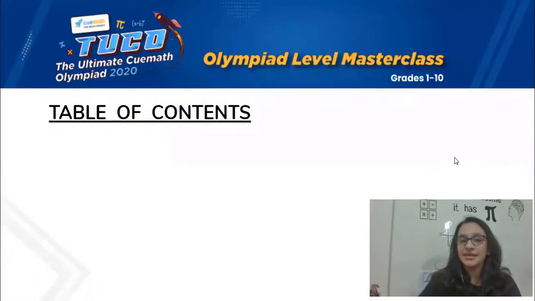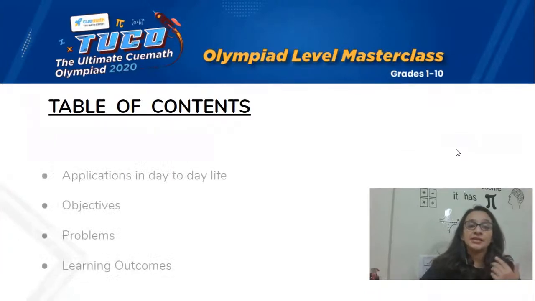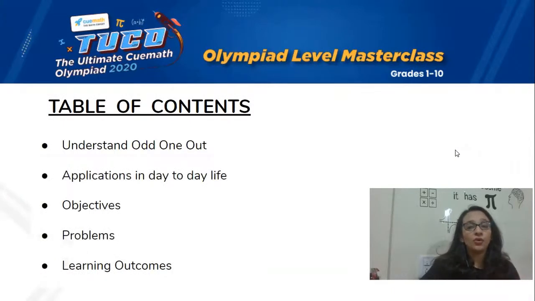The first thing we see is the table of contents, so that we get to know what we are going to cover in today's masterclass on the topic of odd one out. First, understanding the core concept of what odd one out is. Then we'll see some applications in our day-to-day life, so that children get a sense of the relevance of this concept and why they need to learn it. Then we'll have some objectives, based on which we'll solve some interesting and engaging problems of both basic and advanced levels. And then we'll see the learning outcomes, that is, the takeaways from today's masterclass.